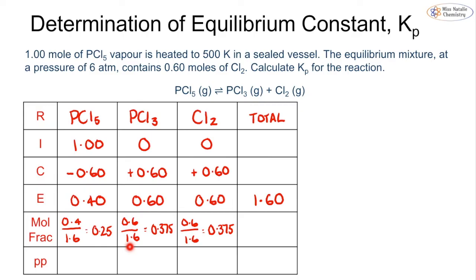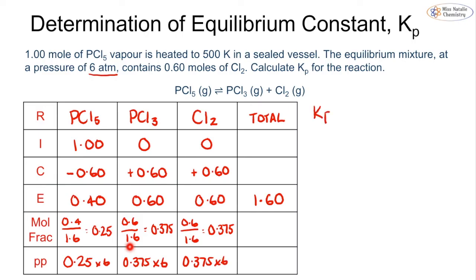I'm told that my total pressure is 6, so now I take my mole fraction and multiply it by my partial pressure. And again, you can do this as a specific step in the table to get the value, or you can take that and substitute it straight into your Kp expression. So I'm going to put 0.25 times 6, 0.375 times 6, and 0.375 times 6 again.